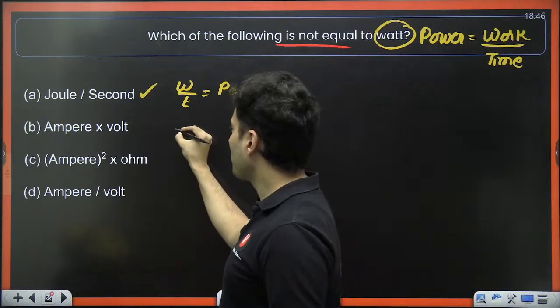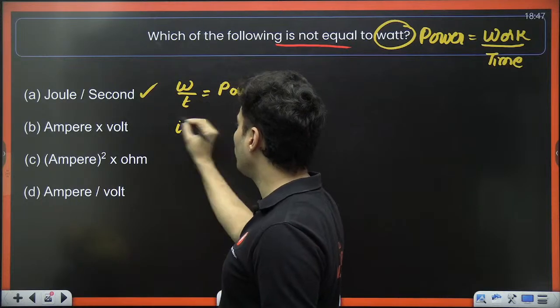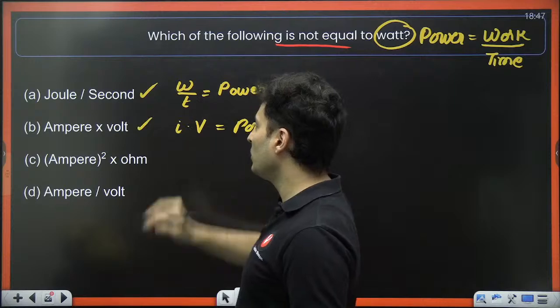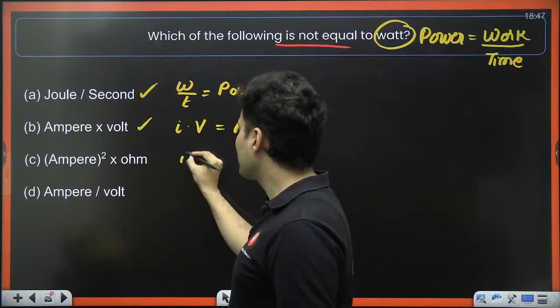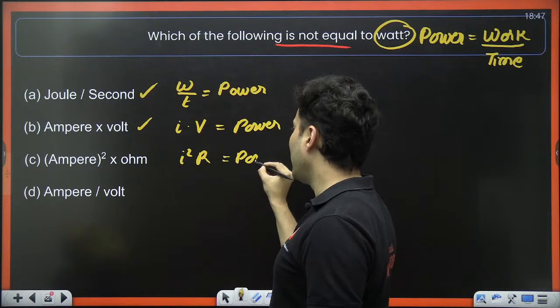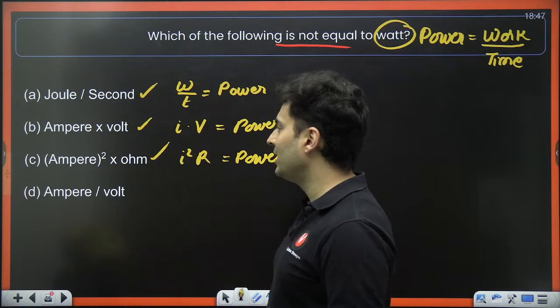Ampere into volt. Current into voltage. Voltage into current is also electrical power. Voltage into current, VI. I squared R, where ohm is resistance, is also electrical power, definitely.